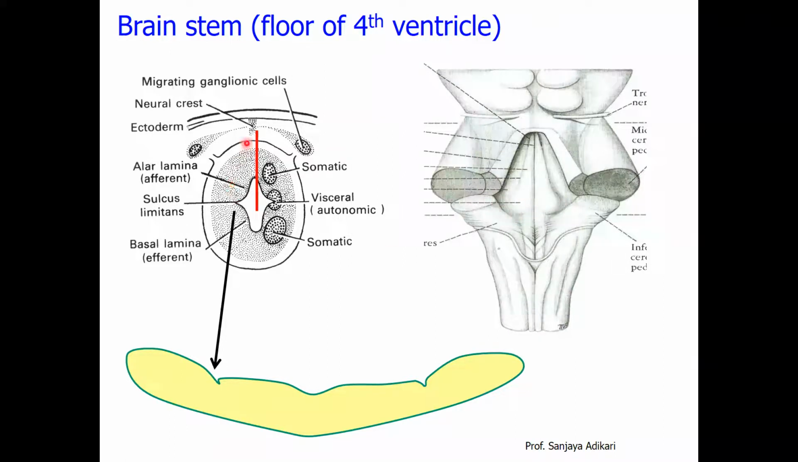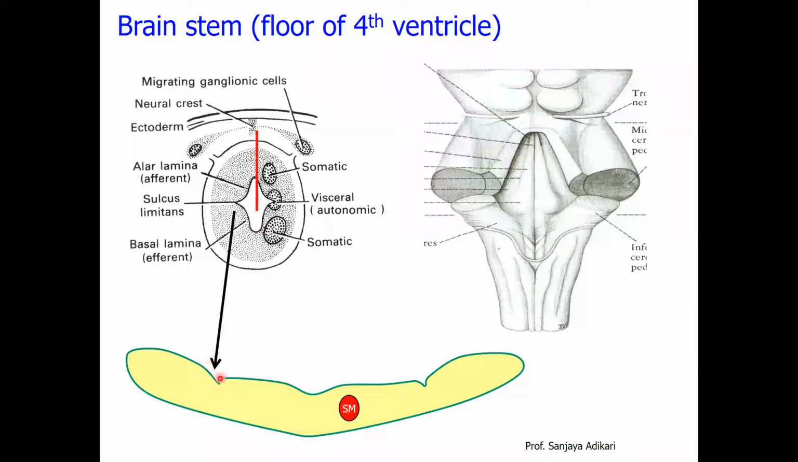Now imagine when this breaks and opens up like this, the somatic motor neurons that were there. I'm referring to the cell bodies. The fibers are outside. Somatic motor cell bodies that were in front here. Now, because of this opening up, if you take this midline, they are closer to the midline. These ones are here now.